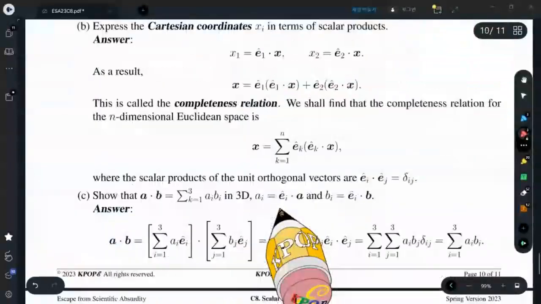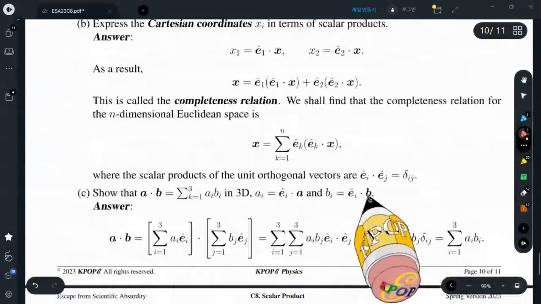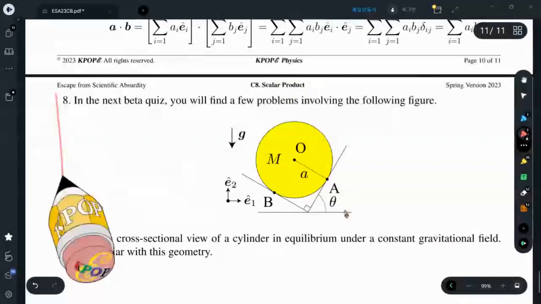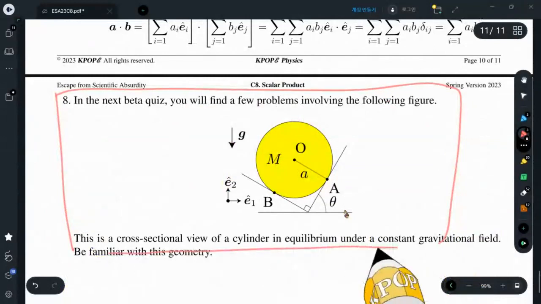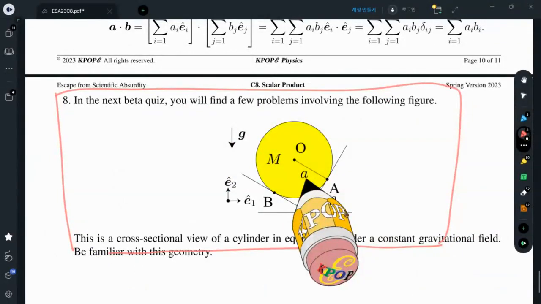Okay, so I think you can go ahead with this material for 2 and 3 dimensions without any problem, but don't forget to study this figure. We will have many problems regarding this figure.